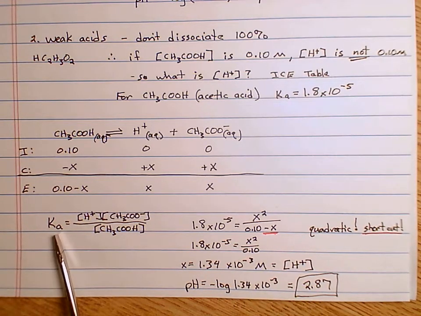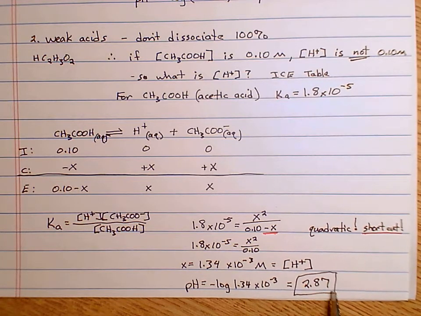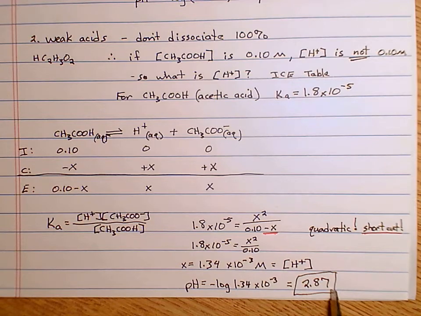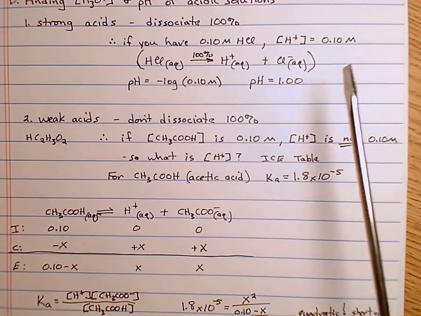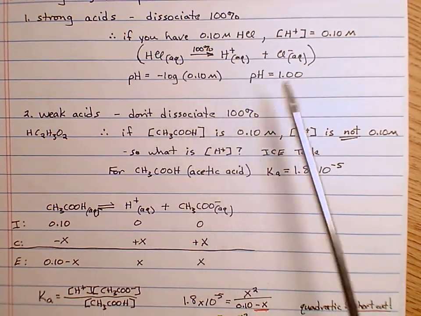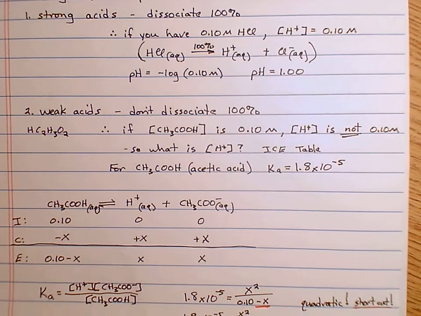Note that Kas normally have 2 significant figures. So your pH will normally have 2 significant figures, 2 numbers after the decimal place. And so here it is. 0.1 molar acetic acid has a pH of 2.87. Recall 0.1 molar hydrochloric acid has a pH of 1. Strong acids dissociate 100%, which means a lower pH value, a more acidic solution.